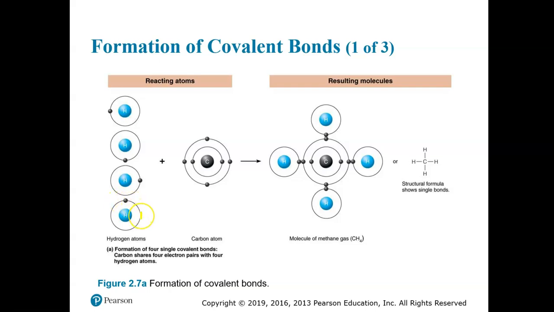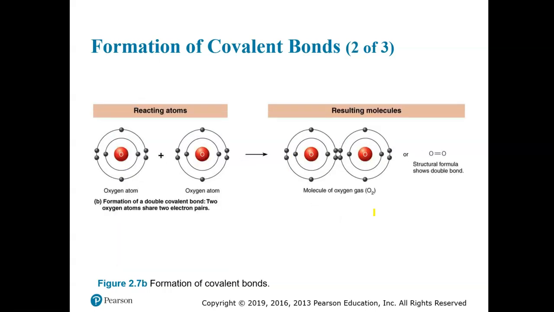So each hydrogen needs 1 more electron to have a filled valence shell of 2. And the carbon needs 4 more, for a total of 8. So if each hydrogen shares its 1 with carbon, and then carbon shares 1 of its 4 valence electrons with each one of these hydrogens, here's what we get. Each hydrogen has 2. Here, here, here, and here. And then the carbon has a total of 8 now. So by forming a single covalent bond with each of the hydrogen atoms, the hydrogen is stable and the carbon is stable.